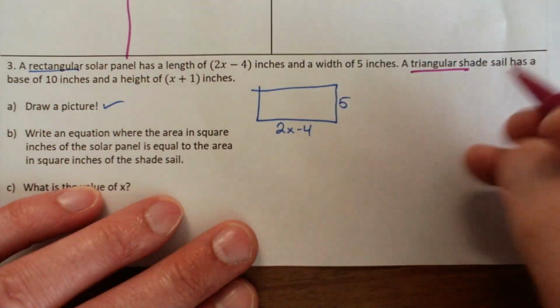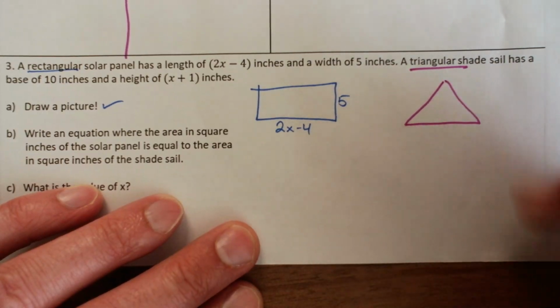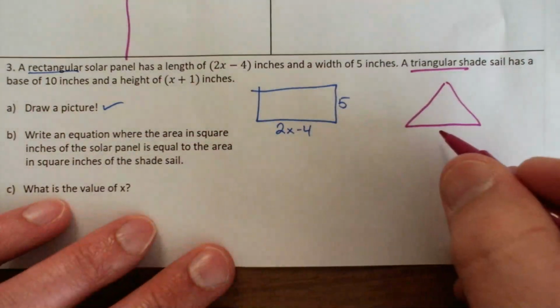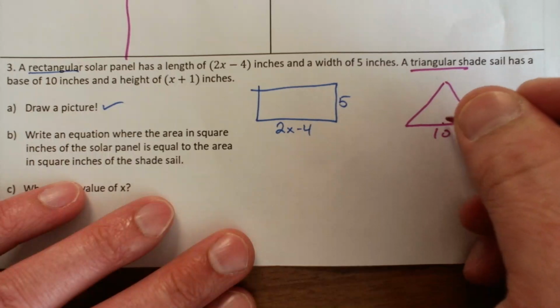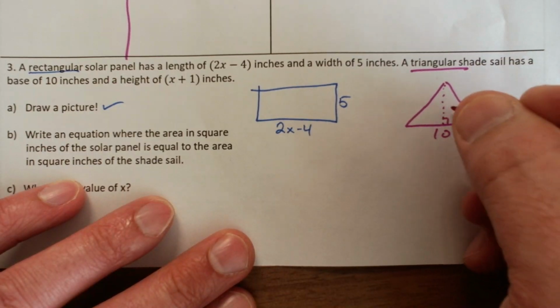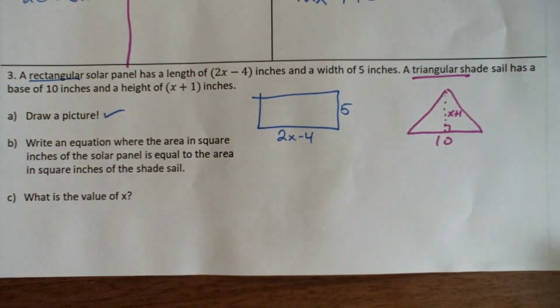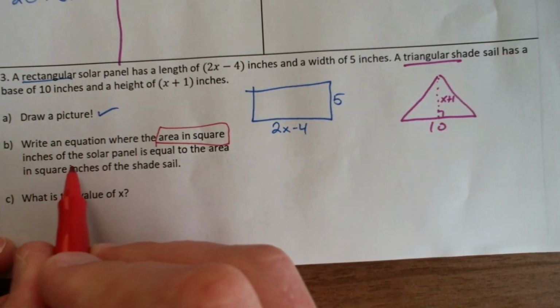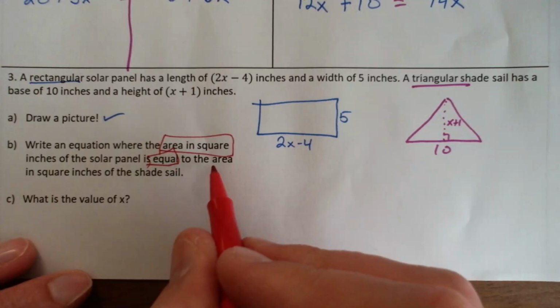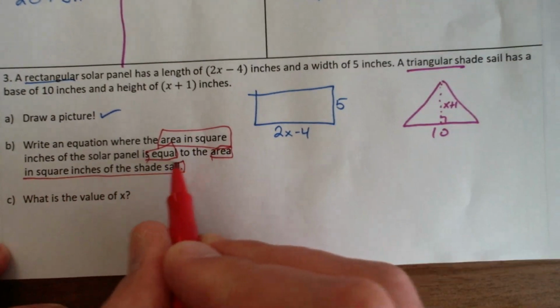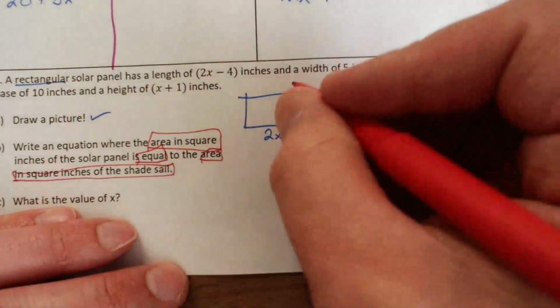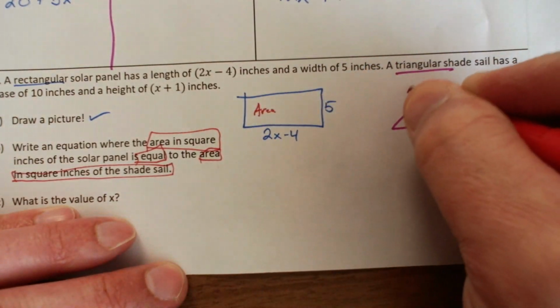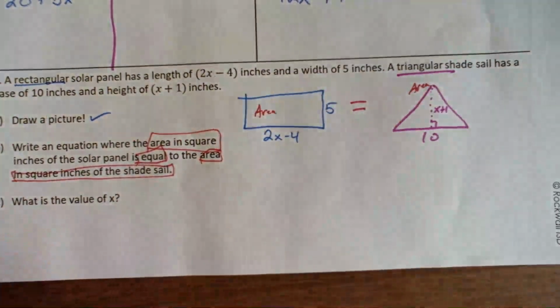And then it says a triangular shade sail. So here's my triangle. It has a base of 10 inches and a height of x plus 1. Cool. Write an equation where the area in square inches of the solar panel is equal to the area in square inches of the sail. So I need to find the area, and set them equal to each other.